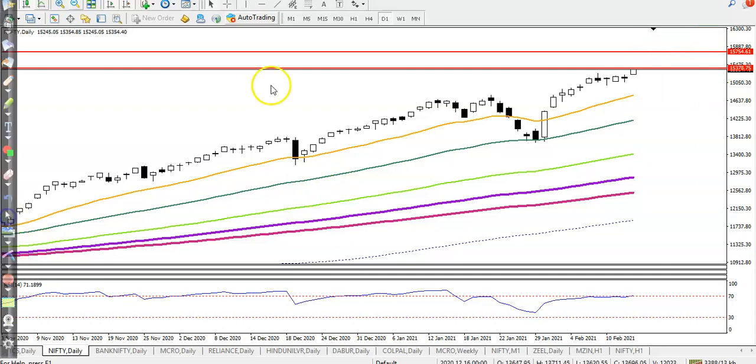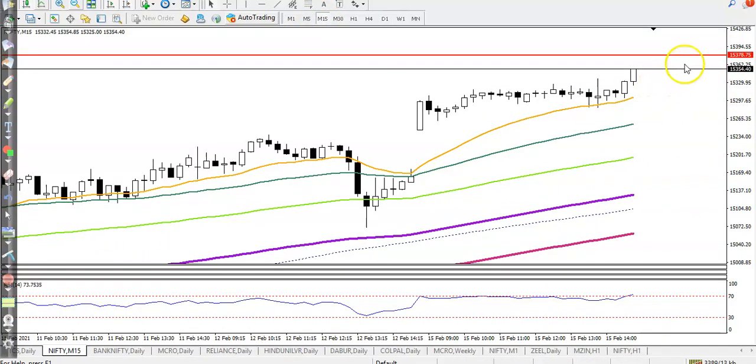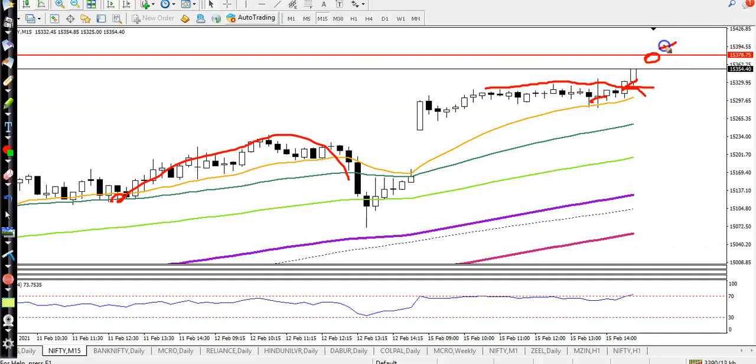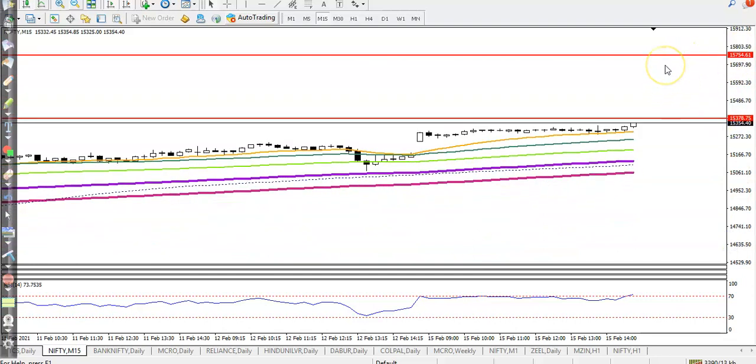Now let's jump to a smaller time frame, like 15 minute, and here you can see price is just below this resistance line. In that case we are using a bouncing trading strategy. Price was bouncing off the 20 moving average, and finally broke this area, and that was a buy opportunity. But I'm not interested in buying anymore because price is just a little below this resistance line. Once price breaks this resistance line, I'll definitely go for a buy, and my next target will be somewhere there. This is the Fibonacci extension level 161.